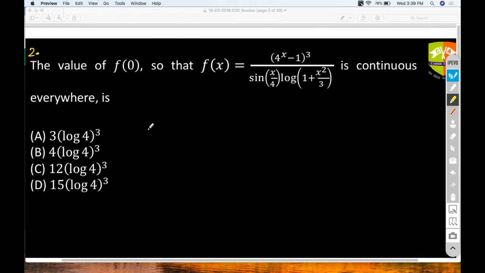Done? Okay, so Amog has given the response. So if it has to be continuous everywhere, it has to be continuous at 0. So the limit of this function as x tends to 0 should match with the value of the function at 0.